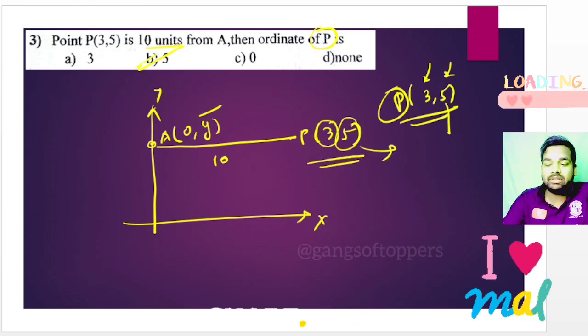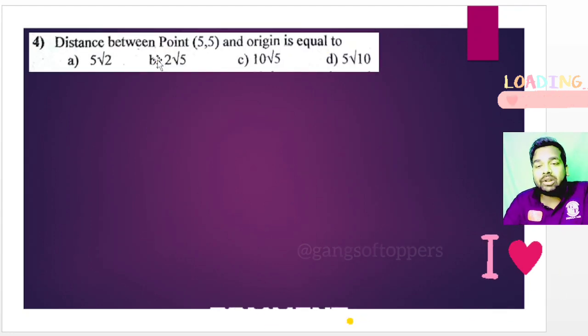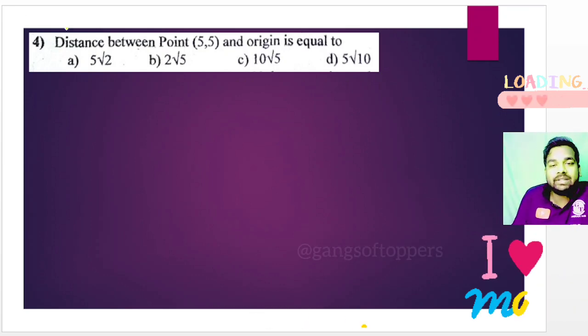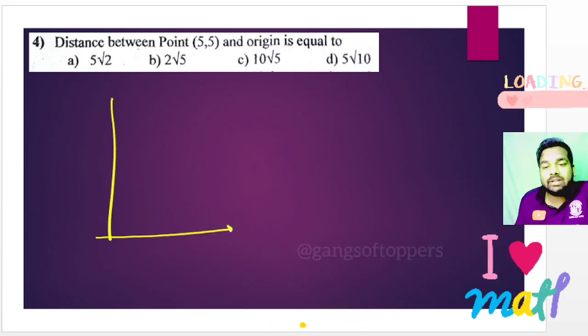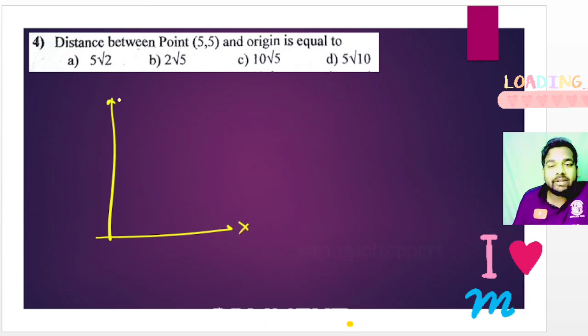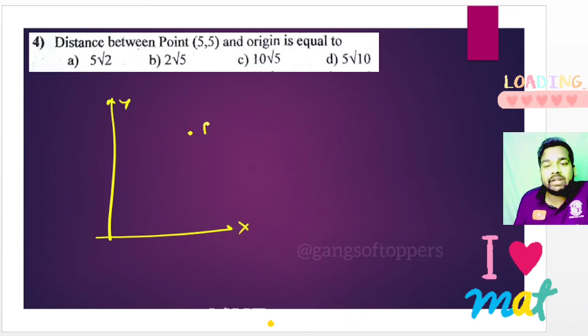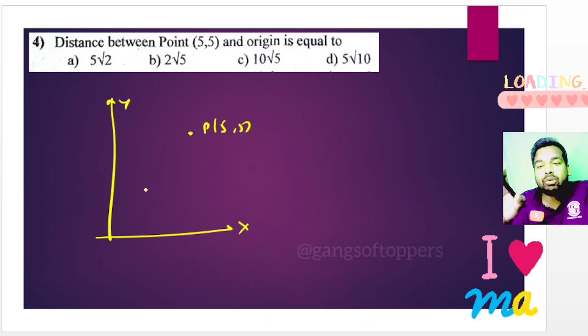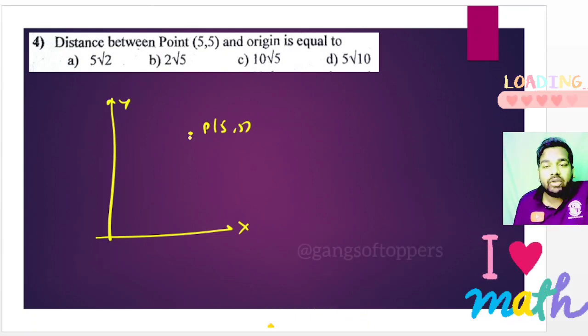Now we are going to solve question number 4. What is the distance between the point P and the origin? This is also a very interesting question. Suppose this is the coordinate geometry, and this is the point 5, 5. We are going to find the distance between the point P and the origin. This is the point, this is the origin, and we are going to find the distance between P and O.